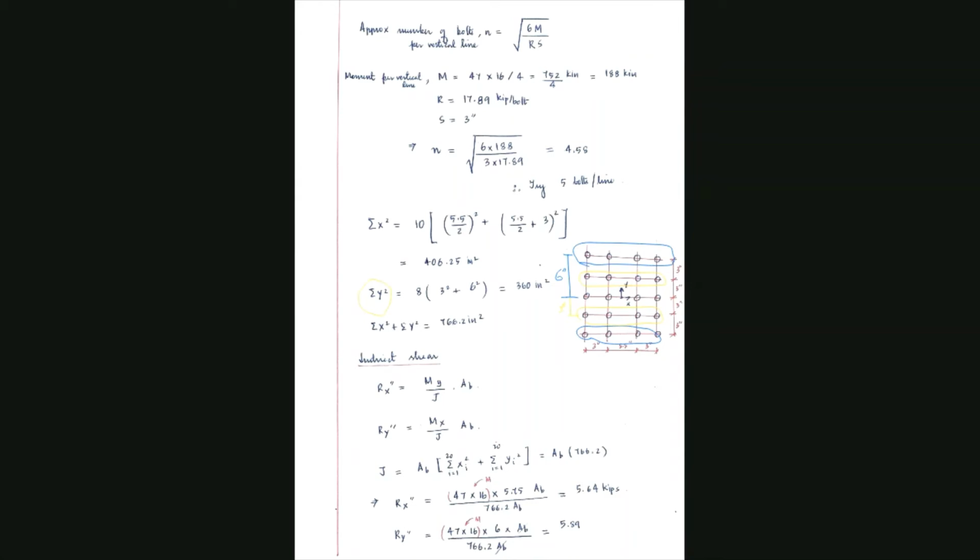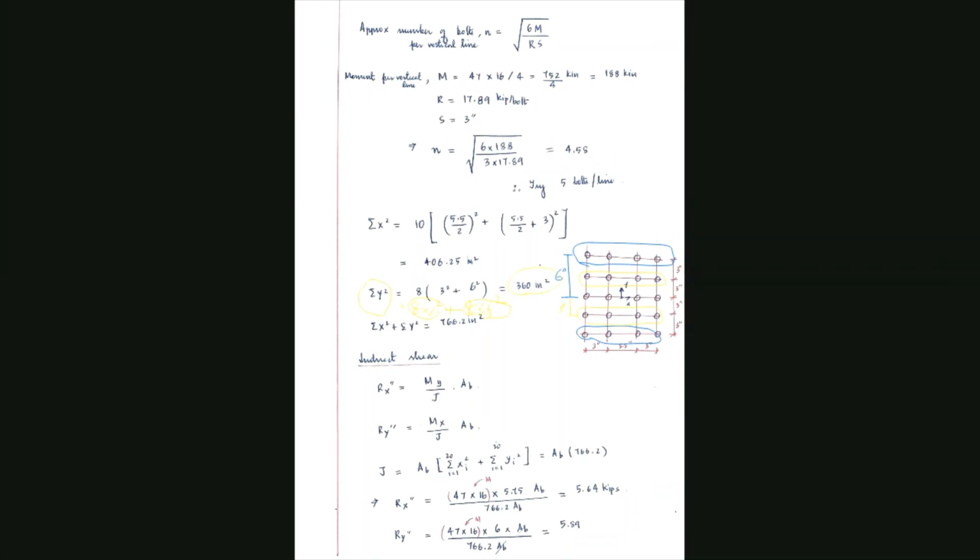This can be opened up as 8 times 3 square plus 8 times 6 square. So what does this 8 mean? There are 8 bolts separated by a distance of 6. So there are 8 times 6 square, and 8 times 3 square. So you get a value of 360. Is it clear?